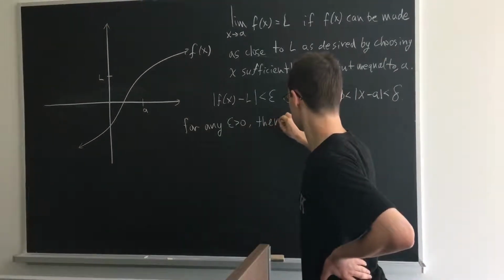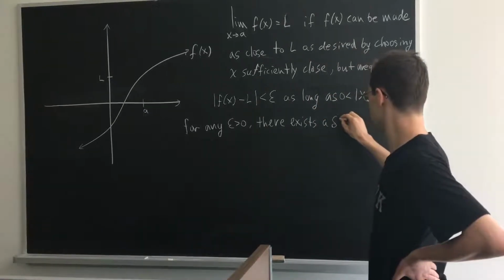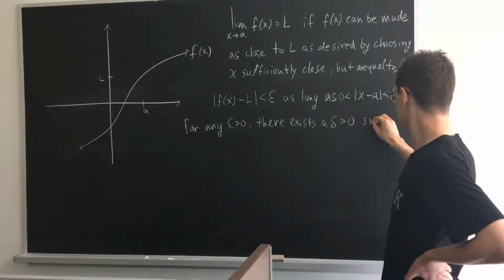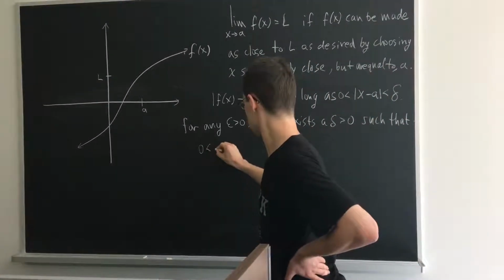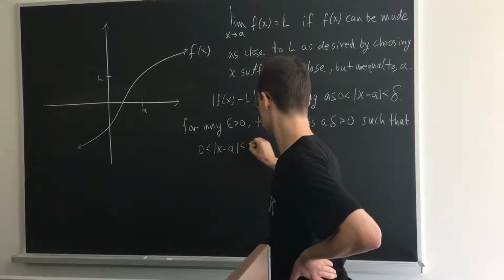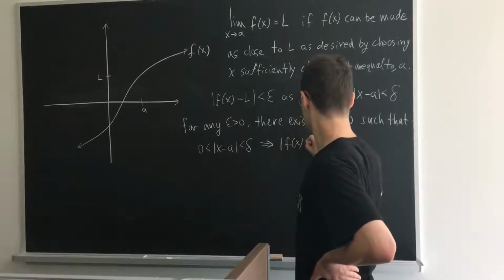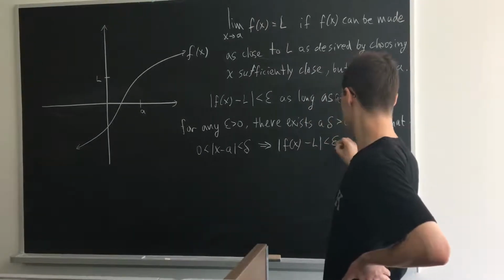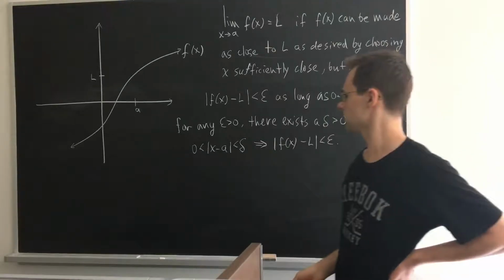There exists a delta greater than 0 such that 0 is less than the absolute value of x minus a, which is less than delta, implies the absolute value of f of x minus L is less than epsilon. So graphically, what does that mean?